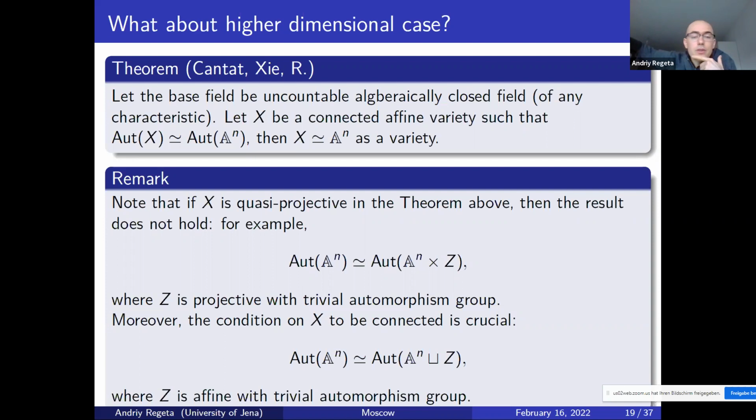Moreover, the condition of connectedness on X is also important, because the automorphism group of A^n is isomorphic to the automorphism group of the disjoint union of A^n with Z, whereas Z is an affine variety without non-trivial automorphisms.